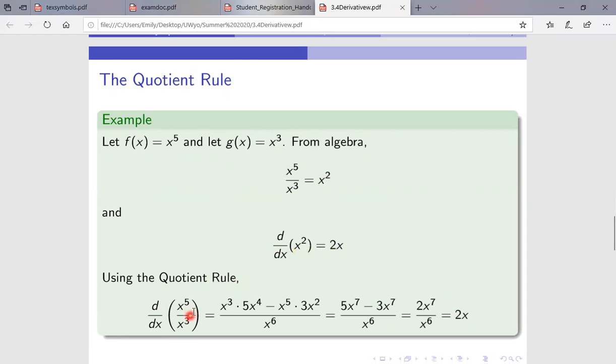Now, using the quotient rule for the exact same function, we get low, so x cubed, times the derivative of high, d high, that's 5x to the fourth, minus high, which is x to the fifth, times d low, which is 3x squared, all over low squared. So that's x to the sixth. We simplify using some algebra. We get 5x to the 7 minus 3x to the 7. That simplifies to 2x to the 7. x to the 6th stays the same in the denominator. And just like before, x to the 7 divided by x to the 6th is just x. We're left with 2x. So no matter what, you're going to get the correct answer. You're going to get the exact same answer if you're working just with x fifth, x cubed, x squared, things like that.